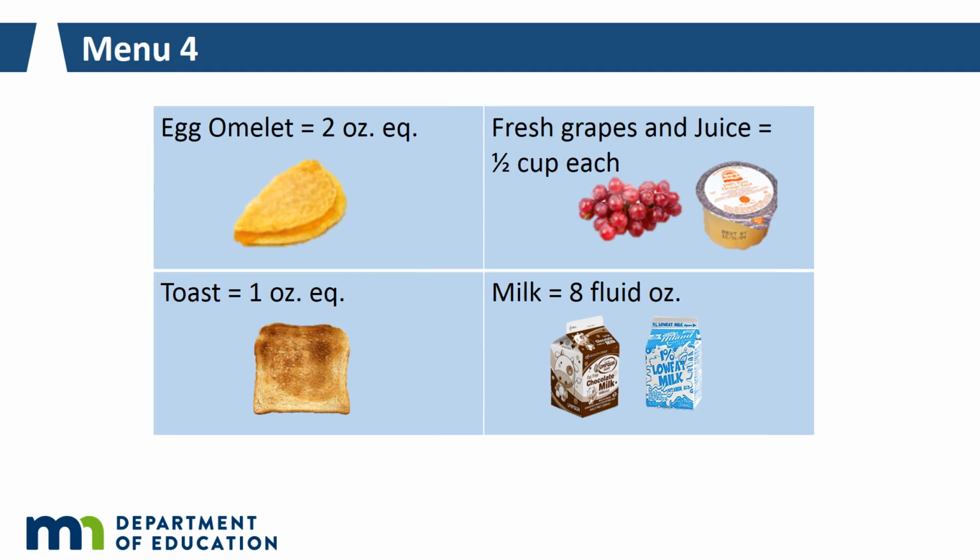So then let's take a look at this menu. Is this a reimbursable menu? Yes, it is. It's the same menu we were just looking at, but this time the menu planner has planned a piece of toast as well. So then this would be a reimbursable menu because it includes a grain.